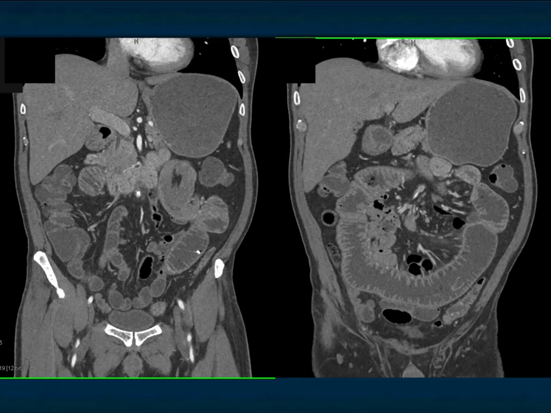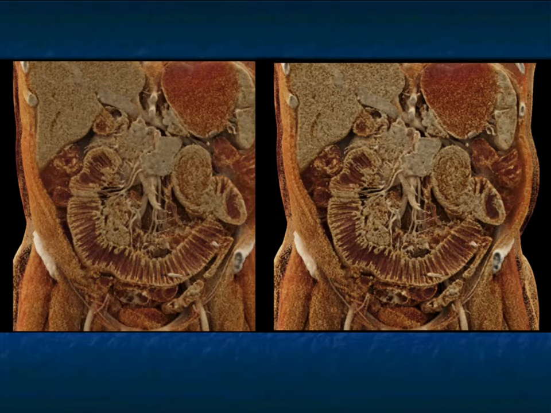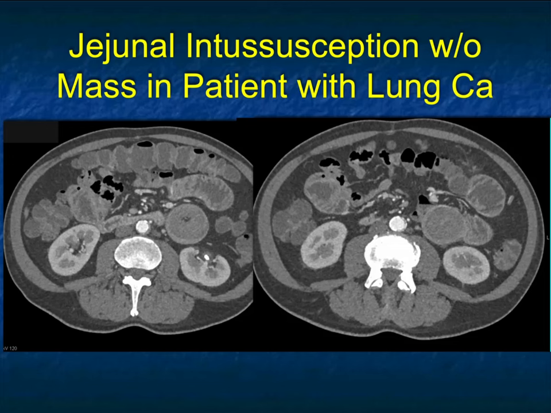This does not look like your intermittent intussusception, which if you scan 5 minutes later, will typically go away. This is definitely going to be an infiltrating tumor. You can think about primary adenocarcinoma versus lymphoma as possibilities. Very nicely here seeing that intussusception with the dilated proximal small bowel behind it. Again, the intussuscepting mass seen right here as well. And this was a patient with lung cancer and metastasis to the small bowel.